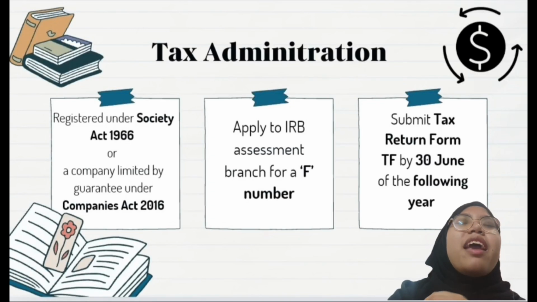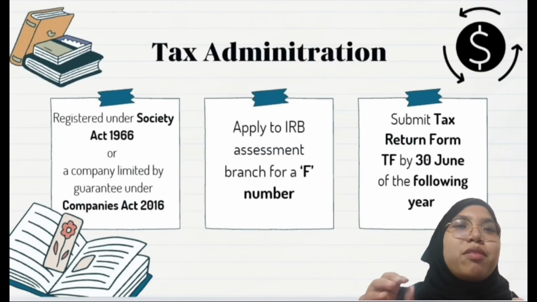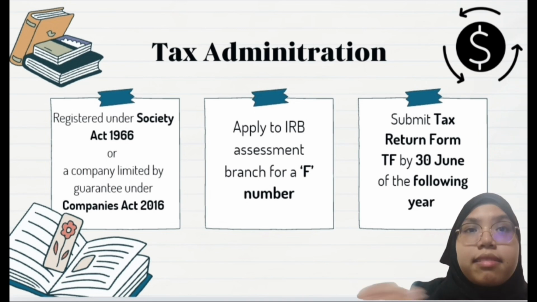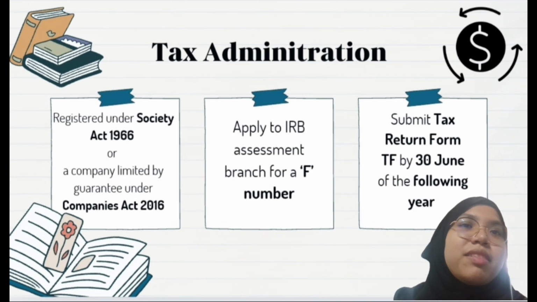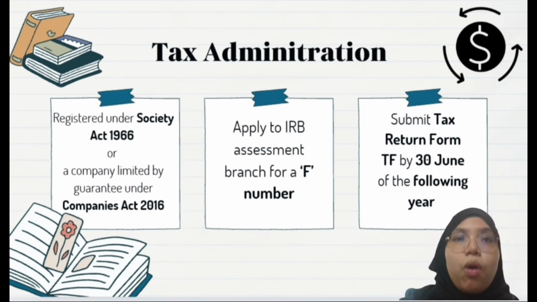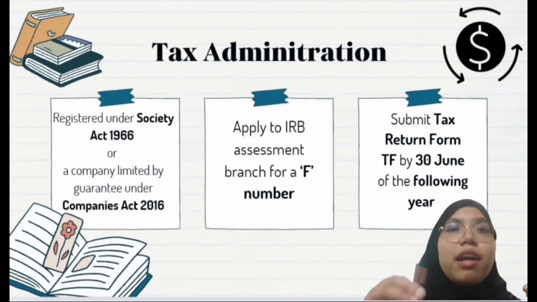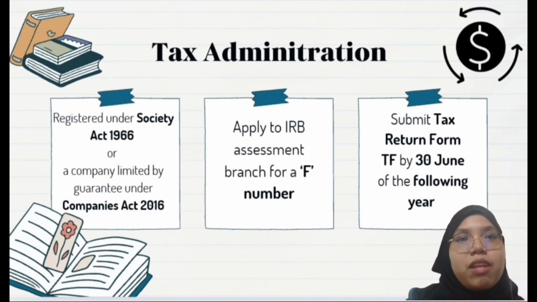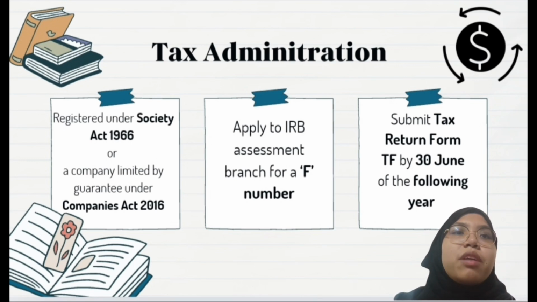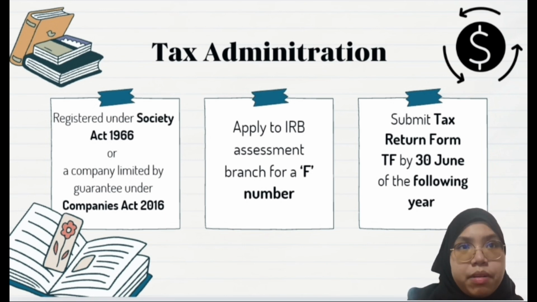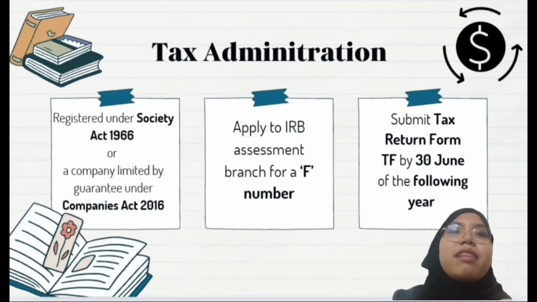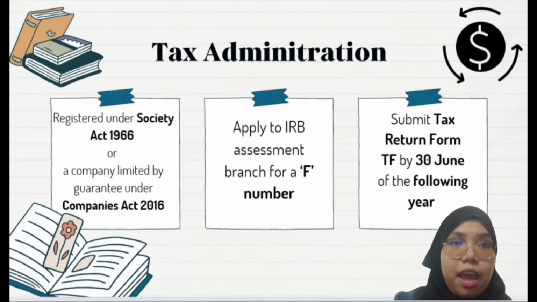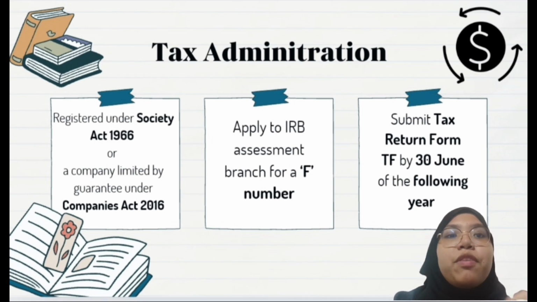Now, since you have learned everything that you should have known for trade association, your next step is to register under Society Act 1966, or you may be a company limited by guarantee under Companies Act 2016. Next, you can go to the IRB assessment branch and apply for an F number. Lastly, you can submit the tax return form TF by 30th June of the following year.